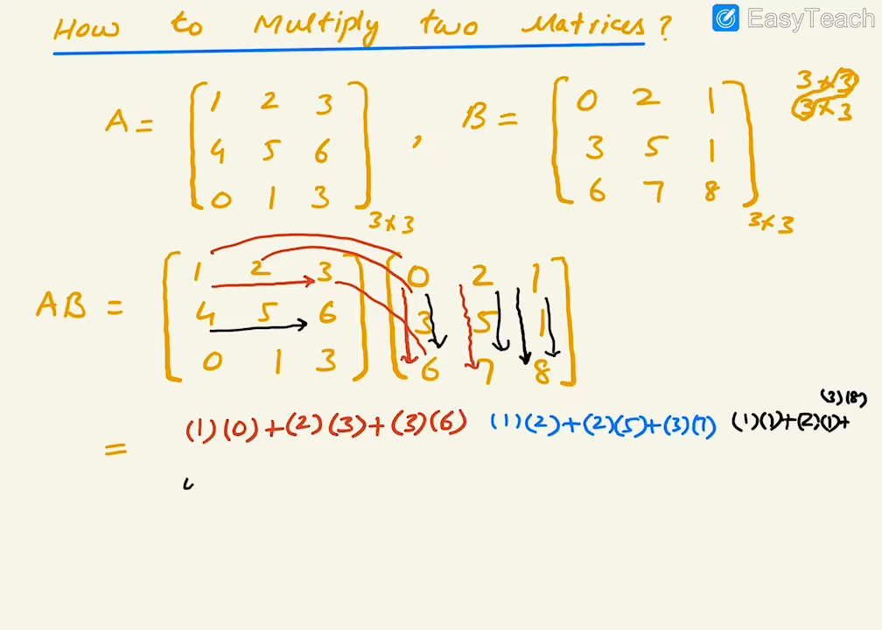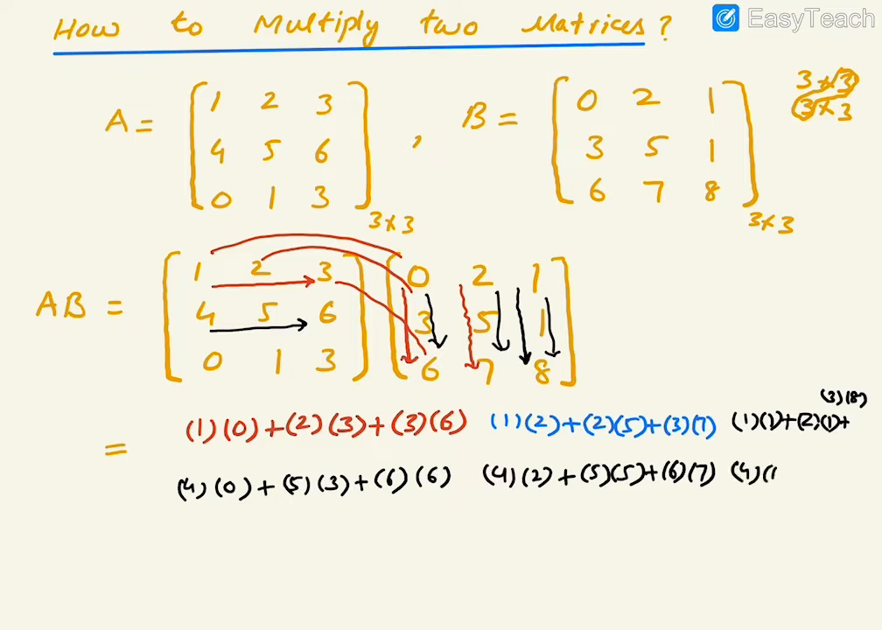So you can write here 4 into 0 plus 5 into 3 plus 6 into 6. Again 4 into 2 plus 5 into 5 plus 6 into 7. Again 4 into 1 plus 5 into 1 and 6 into 8.